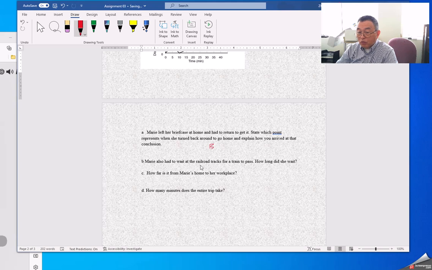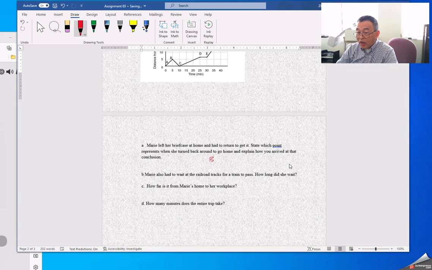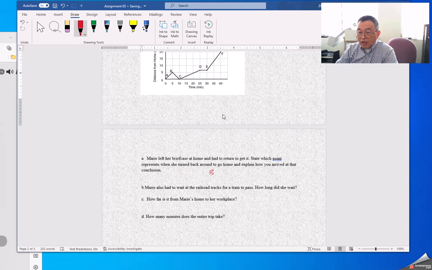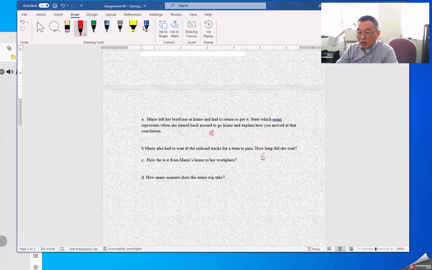Mary also had to wait at the railroad track for a train to pass. How long did she wait? When she waits, her distance never goes up, so you look for an area that's flat. Here, it neither goes up nor goes down, so the distance is not rising, but the time keeps going for 5 minutes before she starts driving again. So the answer is 5 minutes.